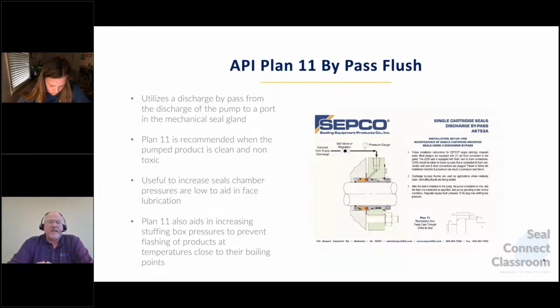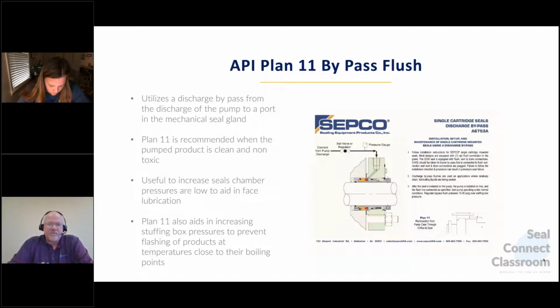A bypass like this is really recommended only in clean products. You don't really want to put this in any slurries because the orifices in the seals are small. If you run slurries through there, you'll plug the orifices up. You don't really want to run this API Plan 11 in any application where the product is not fairly clean.